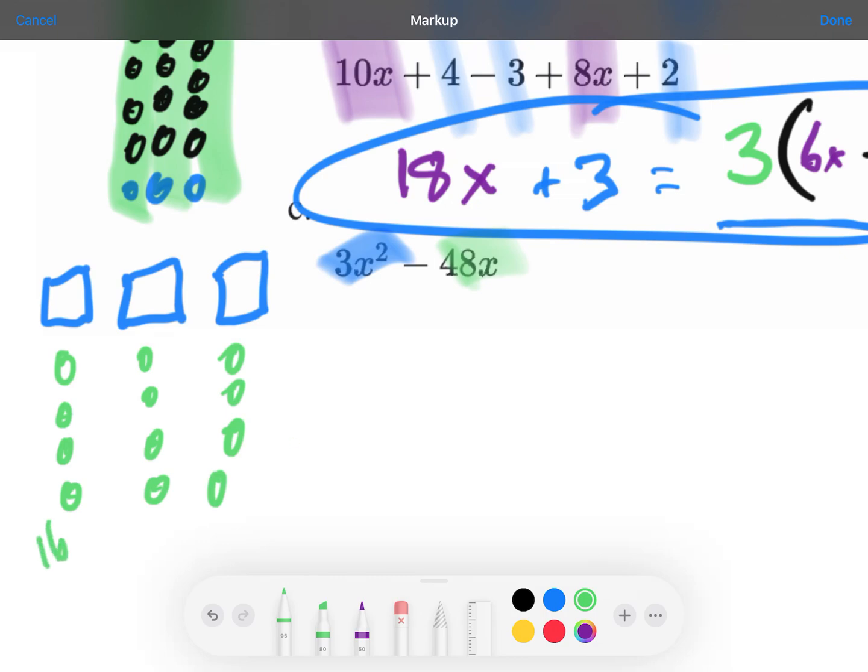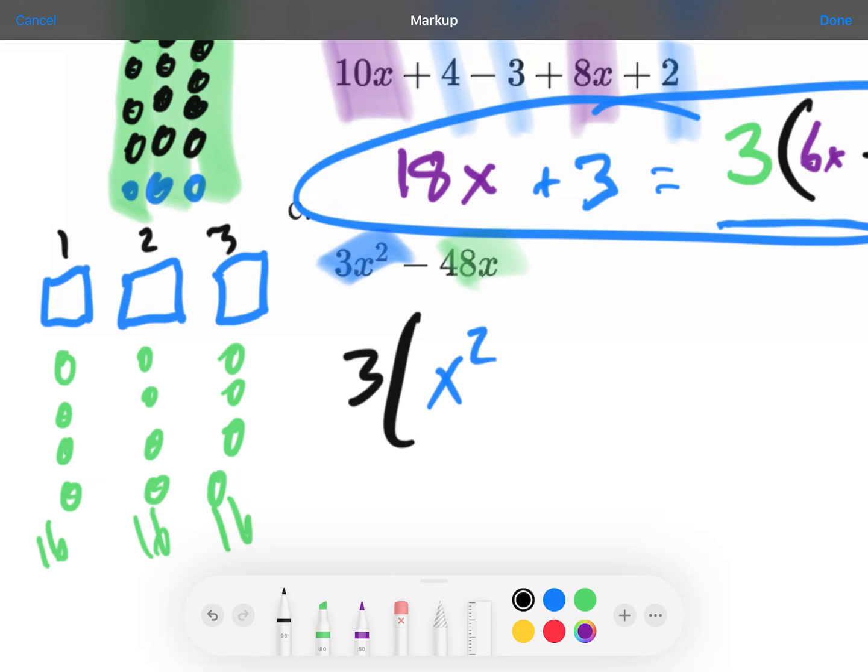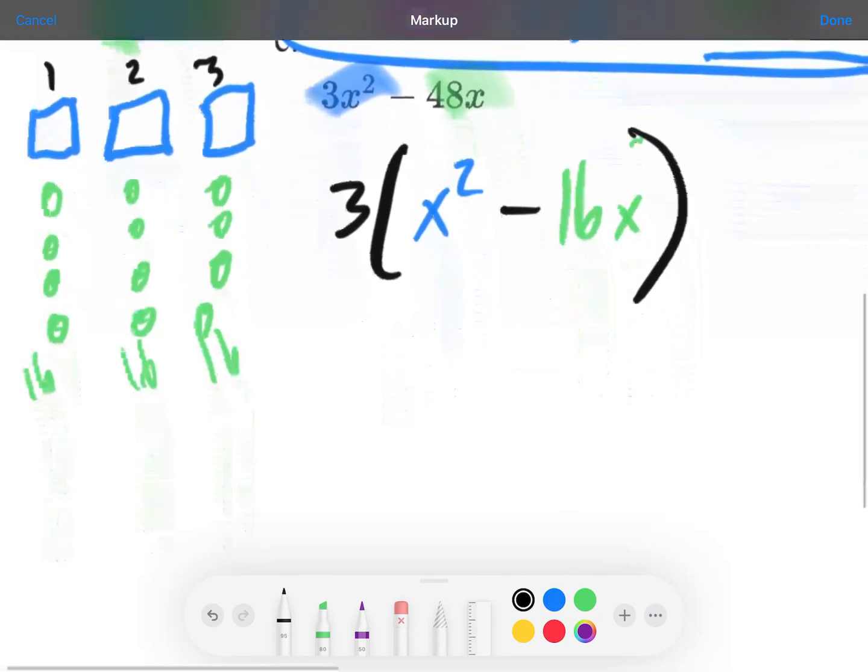16, right? There'll be 16 in this group, 16 in this group, and 16 in this group, okay? So what I can do is I can rewrite this as what? 3 groups, 1 group, 2 groups, 3 groups, 3 groups of what? Of x squared. Then we have a minus, right? What? 16x for that. Now, if you look at the answer, there is one other thing that they ask you to do. If you had this, I'd be okay with that, right?